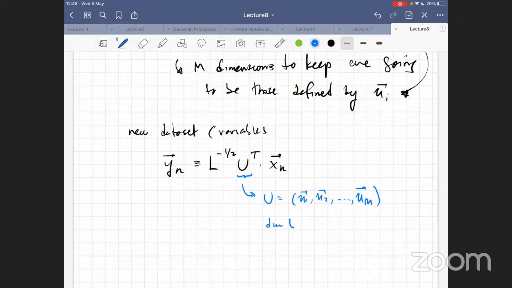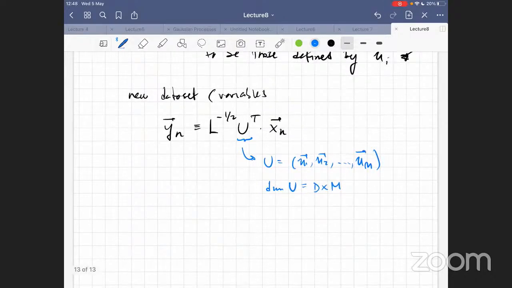I mean, the dimensionality of U is just D by M. So this is like a rectangular matrix. And L is such that you have that U^T S U is equal to L, right? So L is just the diagonal matrix resulting from the diagonalization.